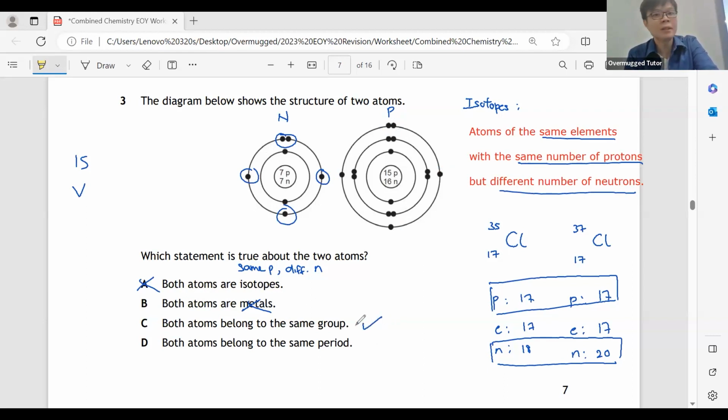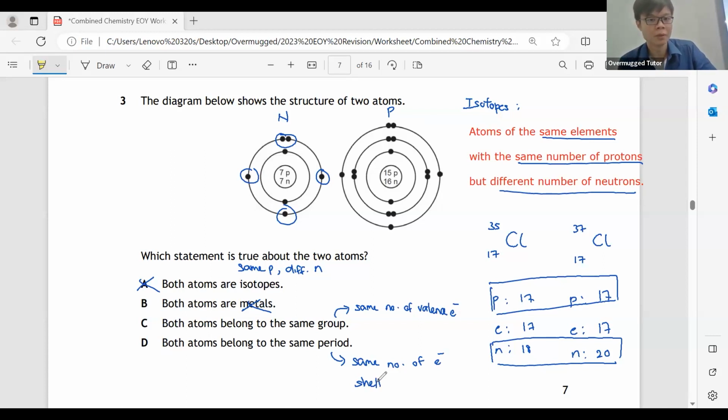Are they in the same period? No, because they have different number of electron shells. Okay, so what's the key concept over here? Same group, same number of valence electrons. Valence means outer shell. Same period, same number of electron shells. Any questions up to this point?